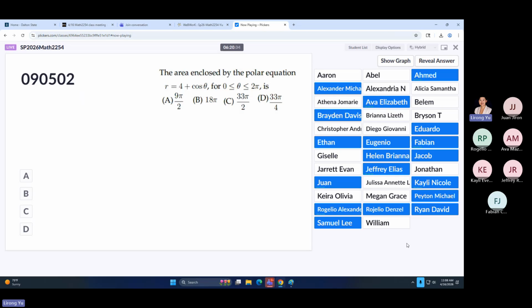Okay, so the answer is 33 over 2 pi. And this is an example on calculating the area within a polar curve. Do you have any questions? Any homework questions? As you all know, we finished our chapter 9 only with sections 2, 3, 4, 5. Did you submit yours already?